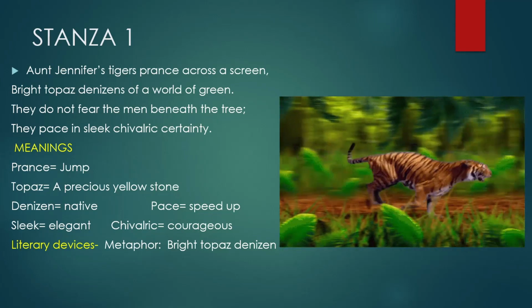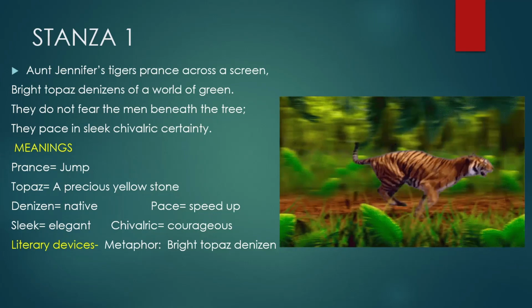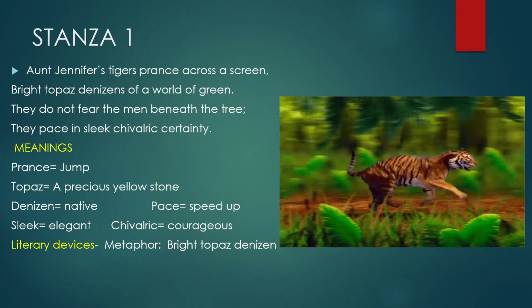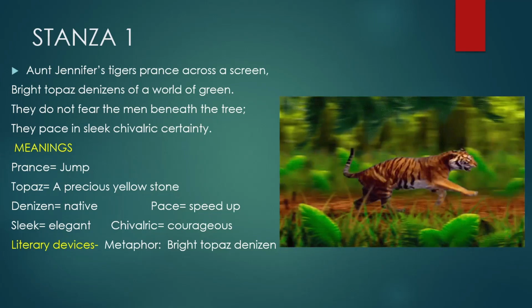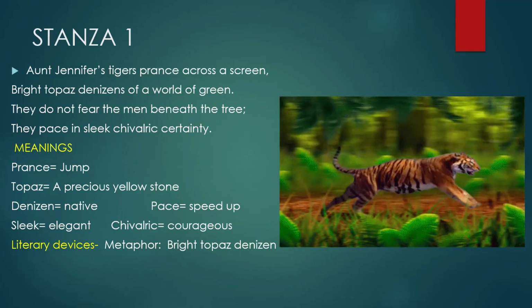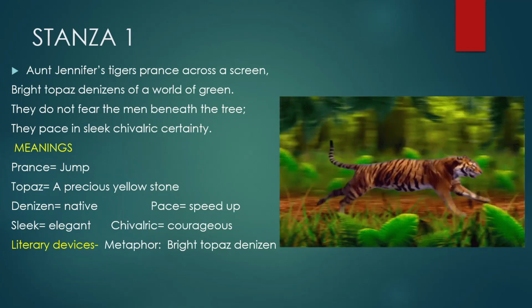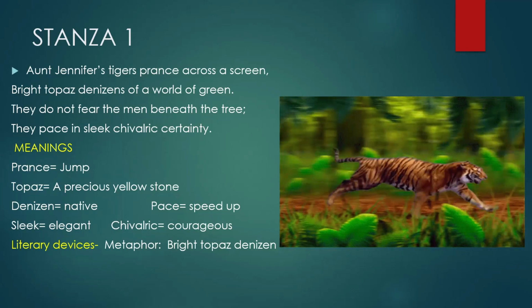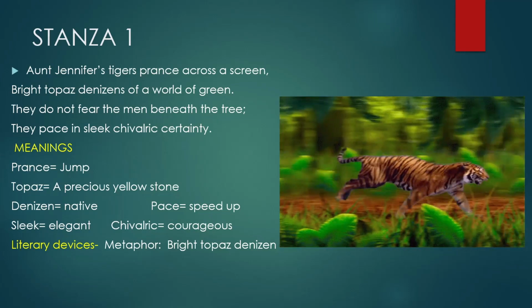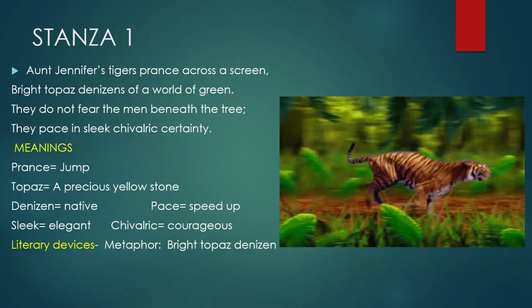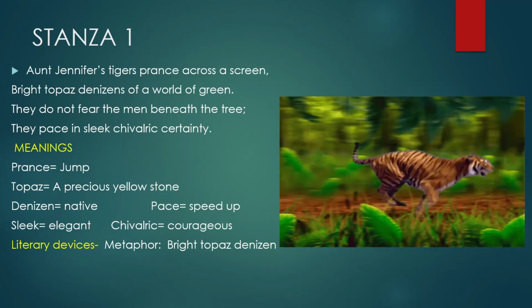And then, they do not fear the men beneath the tree. They pace in sleek chivalric certainty. Here, they means tigers do not fear the men beneath the tree. They are not at all afraid of any man under the tree in the forest. So why did she mention particularly men? Because in the forest the tiger is not at all afraid of any man, but she is afraid of her husband, that is, a man. That is what you have to understand.